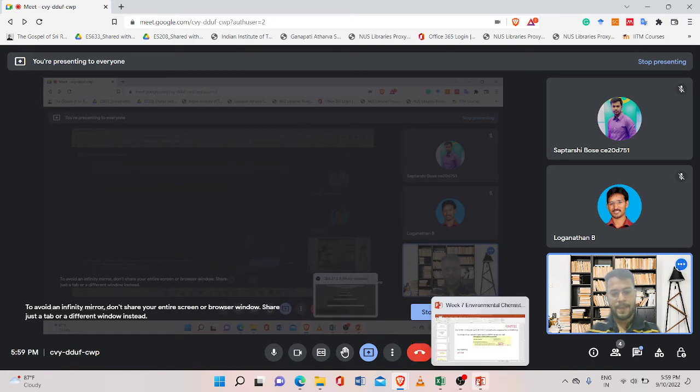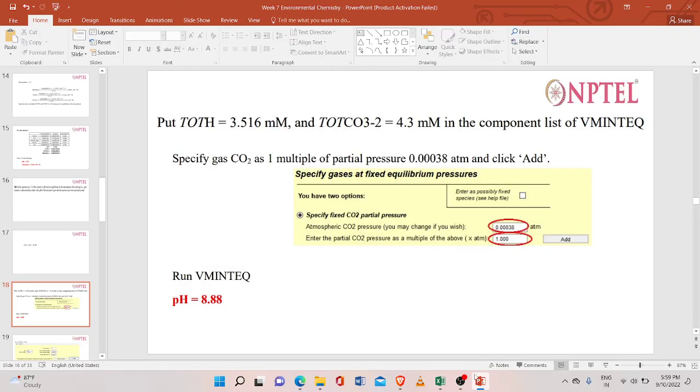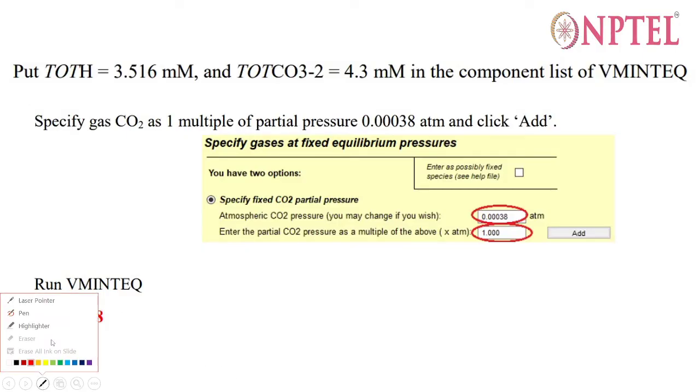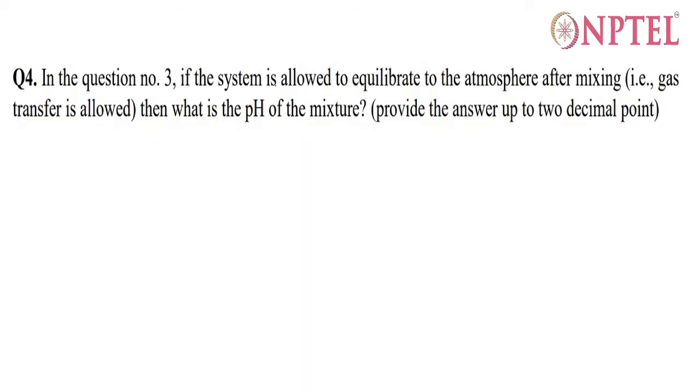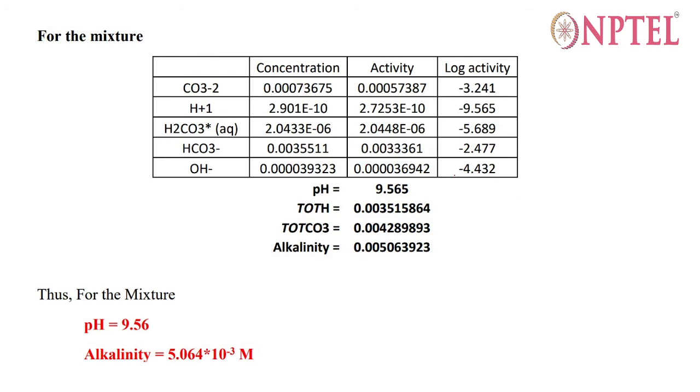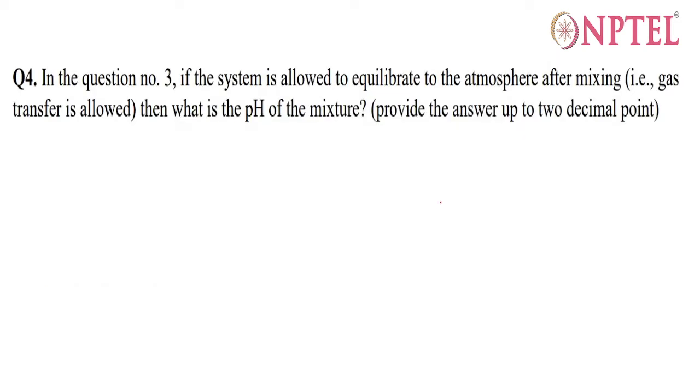Yes, I'll tell you how to solve this. So what you have to do, you know what the total hydrogen is there and total carbonate there, right? That you already have calculated, right? This is the total hydrogen and this is the total carbonate. Already you know from the previous question, right?